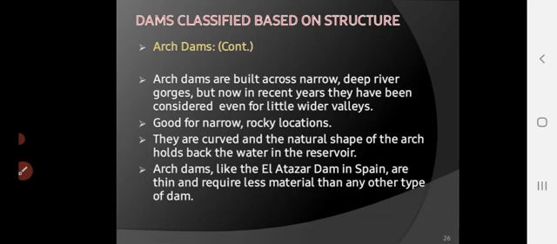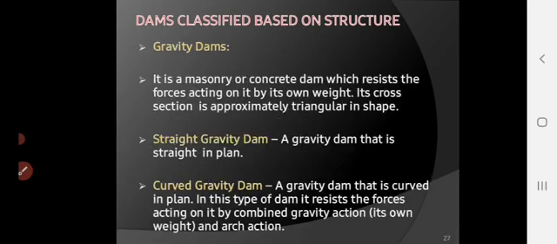Arch dams like the El Adzar Dam in Spain are thin and require less material than any other type of dam. So the main advantage of an arch dam is the requirement of material. It is very thin. But the main precaution, or we can say disadvantage, is the construction of the arch section. It requires good techniques and skilled work. Otherwise, it may cause failure or cracking in the structure.